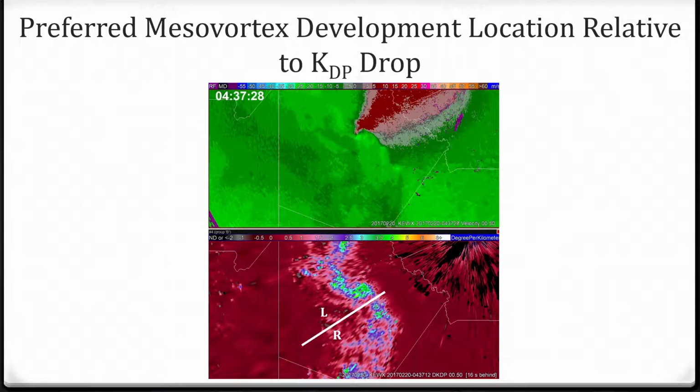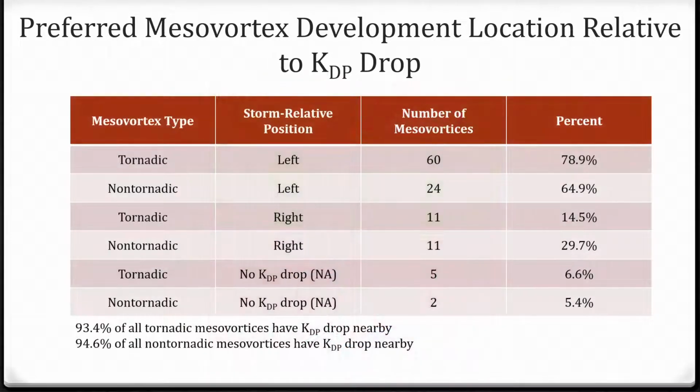With the KDP drop, we have seen that there seems to be a preferred location for a mesovortex to develop relative to that KDP drop. So I've placed a line on the KDP drop here, basically dividing it in half. So here's the KDP drop, basically left side from a storm relative sense and right side from a storm relative sense. And when we look at all the mesovortices, we see that the preferred development location is on the left side of that KDP drop, with nearly 80% of tornadic mesovortices forming on the left.